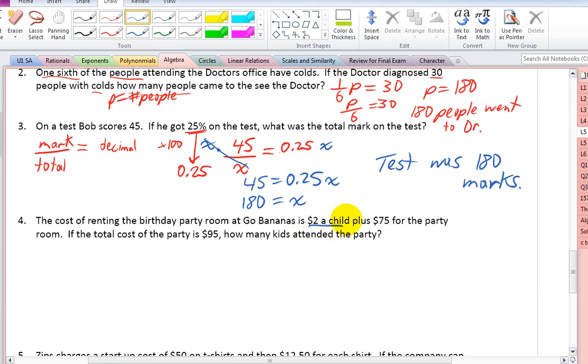So $2 a child, $75 is the flat rate. Total cost is 95. So X equals how many kids? Usually the question will tell you what to make your variable. Who thinks they have the equation? Sandra, what do you think it is? Cole.